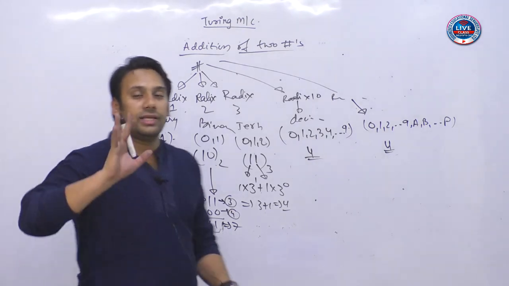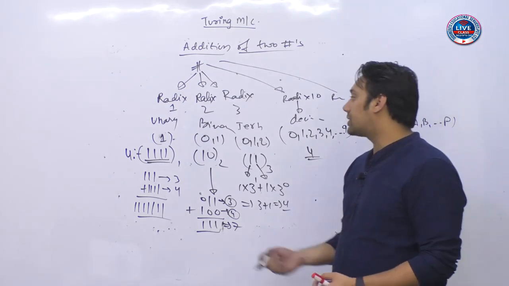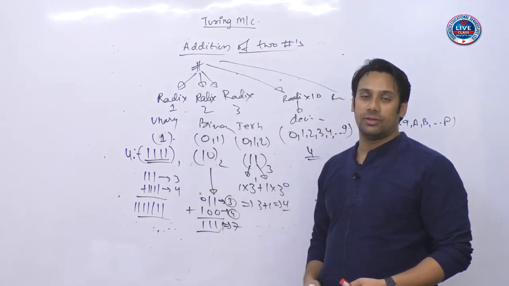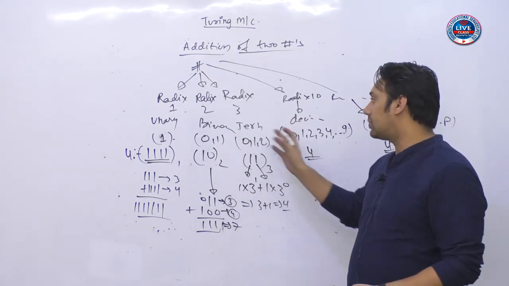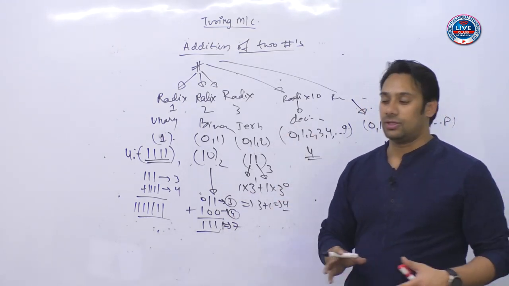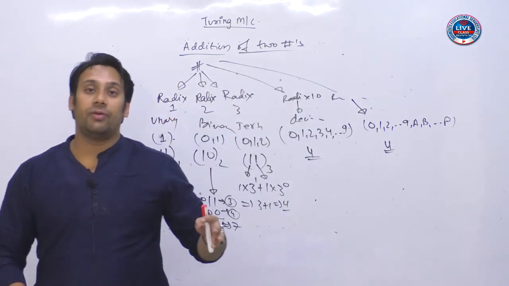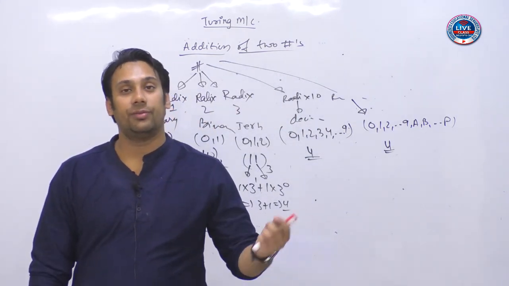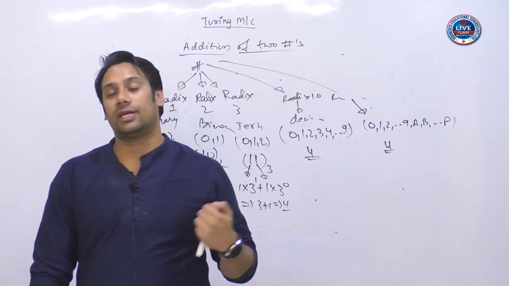So all that I want to say is, there exists an algorithm which can convert a unary number to decimal number, which can convert a unary number to radix number, which can convert one number system to another number system. Doesn't matter in which number system you are performing the calculation. You might be performing calculation in binary, you might be performing calculation in unary, you might be performing calculation in ternary, you might be performing calculation in decimal.